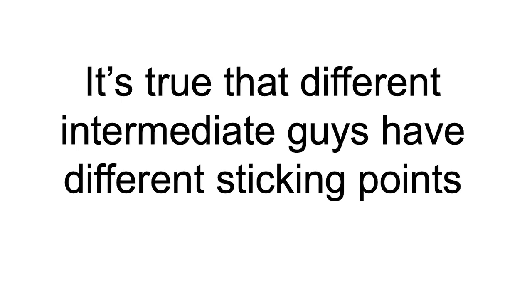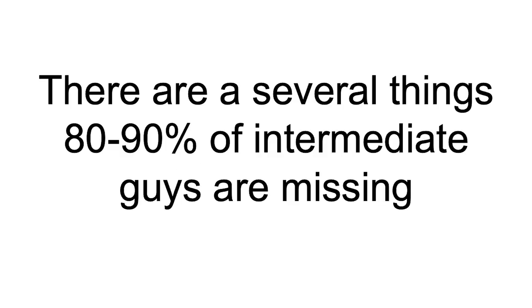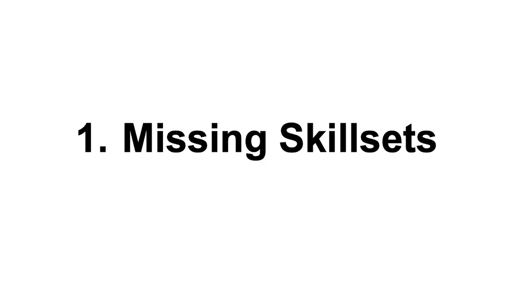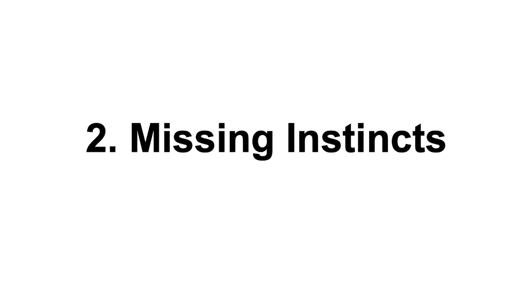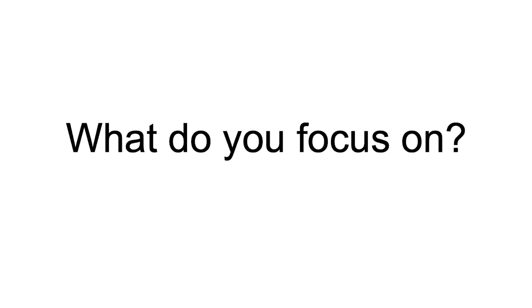Now, it's true that intermediate guys have different sticking points. Absolutely, that's true. That said, there are several things that the vast majority of intermediate guys, almost all of them, are missing. So let's go through what they are. First of all, missing skill sets. Secondly, missing instincts. And then thirdly, bad habits. And all three are related, right? So if you have some bad habits, it's hard to build instincts. If you're missing skill sets, it's hard to build those into instincts because what are you building in instincts, etc. So they're all related.